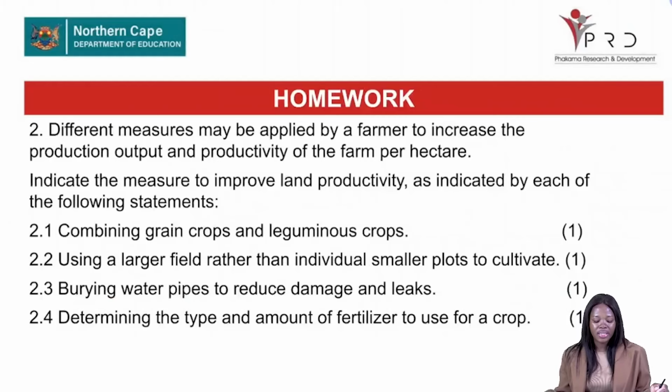2.4, determine the type and amount of fertilizer to use for a crop. So you need to provide different measures to improve the land productivity, depicted by the following statements for 1 mark. So homework solutions or activity solutions will be discussed when we come back on our next lesson.